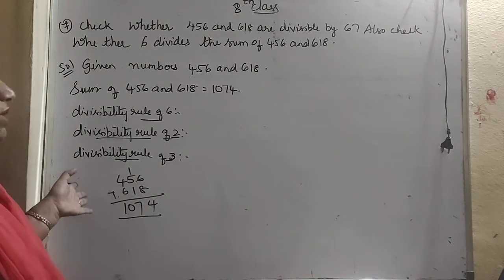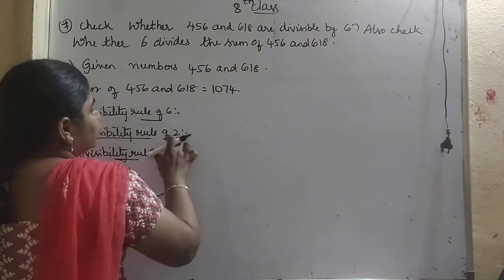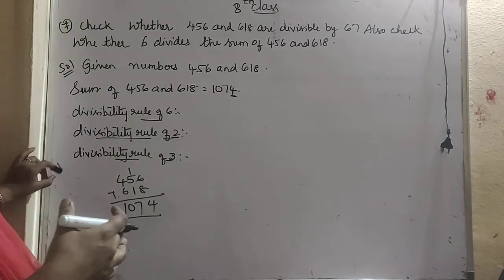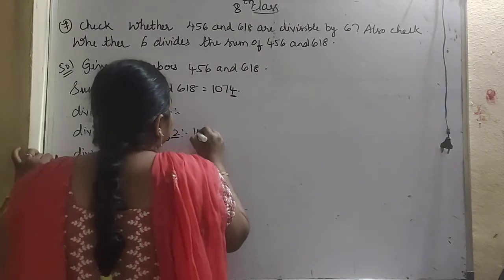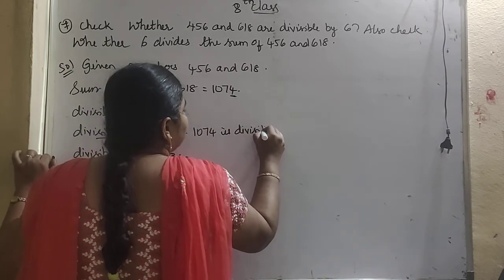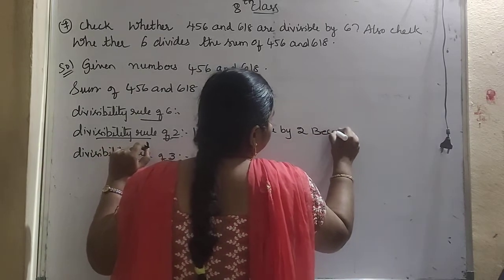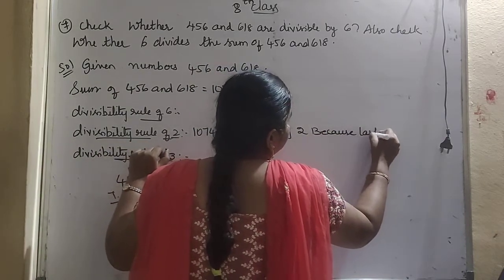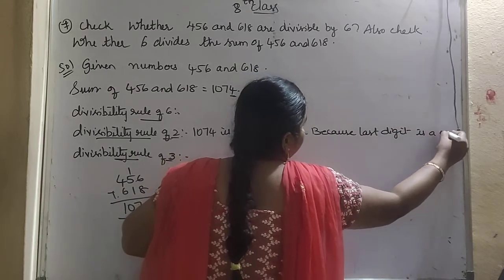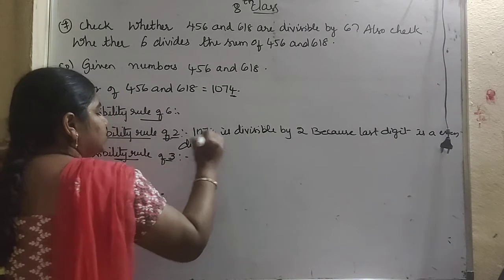For checking for 6, we have to check for 2 as well as 3. So the divisibility rule of 2: the last digit should be an even digit. So 4 is an even digit, so it will be divisible. So 1074 is divisible by 2 because the last digit is an even digit. So it is divisible by 2.